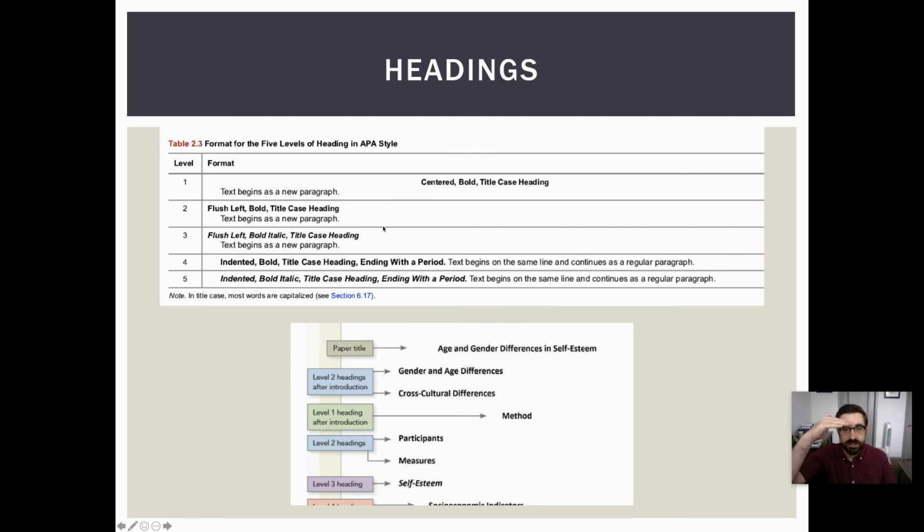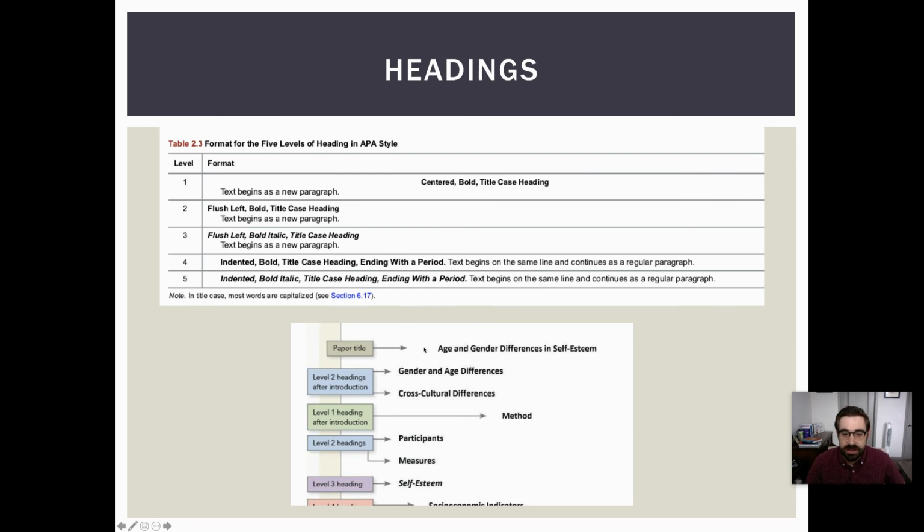So the first heading level is going to be centered and bolded. Okay. And then the next heading level, and that means that this is sort of a subsection. So you've got a section of the paper being labeled by this, and then a subsection of that is going to be flush left, bold, and title case. So it's essentially the same format, but flush left instead of centered. And then if this section has a subsection, then those subsections go like this, essentially the same thing but italicized. And you move on.